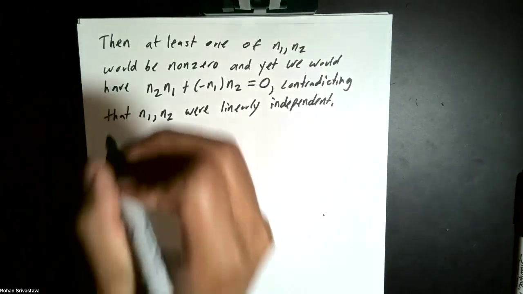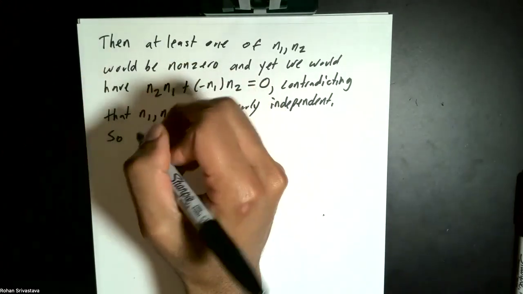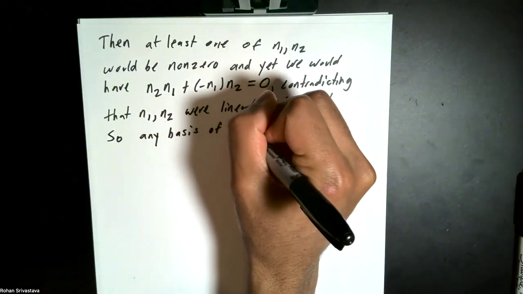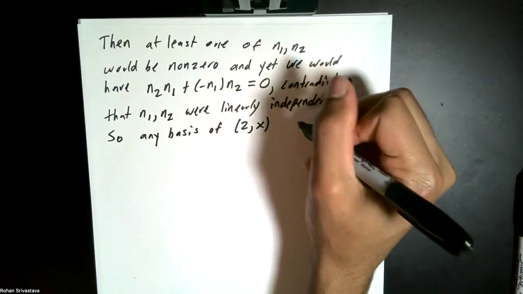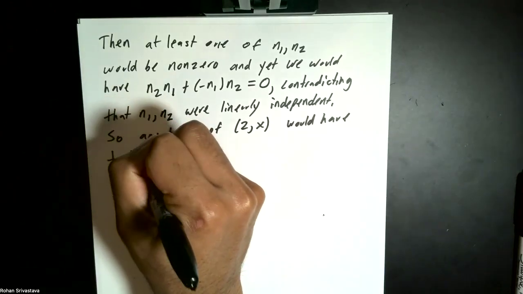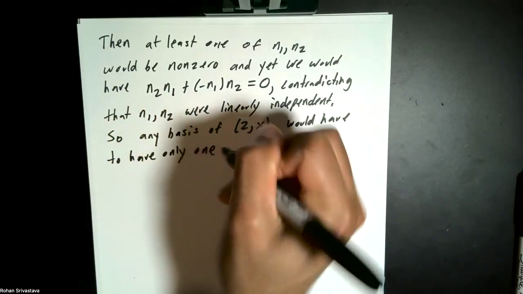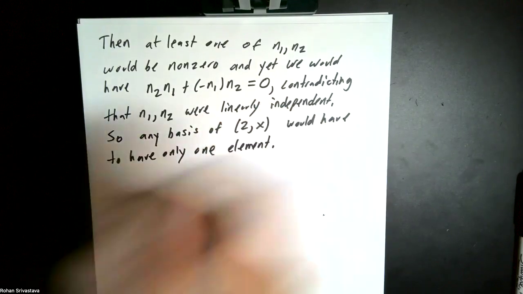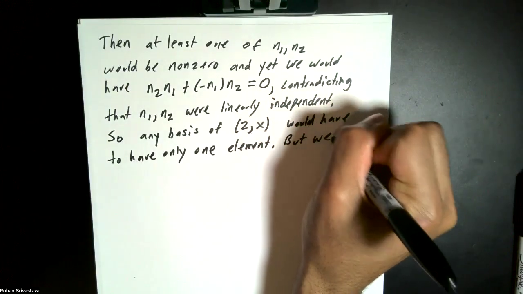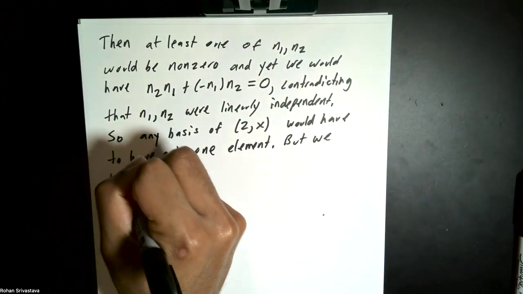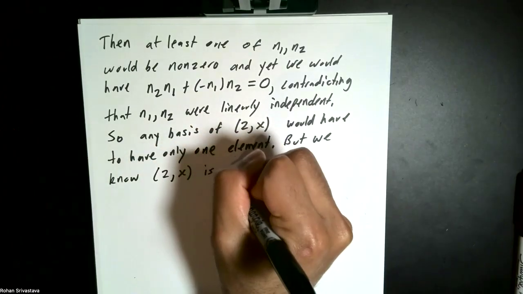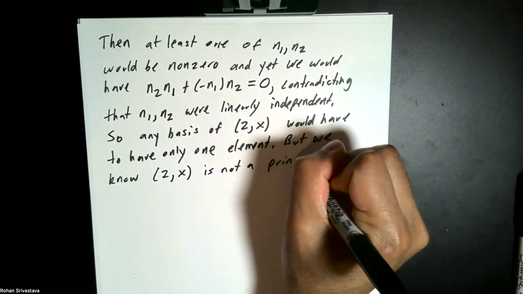So what does this say? Well, this says that any basis of the ideal generated by 2 and x would have to have only one element. But we know that the ideal generated by 2 and x is not a principal ideal, or we could show that separately.